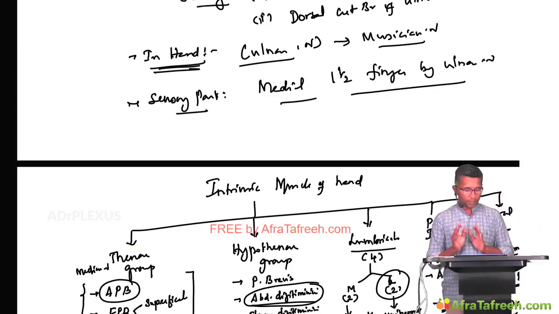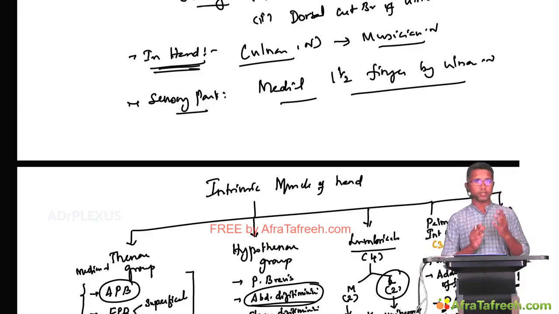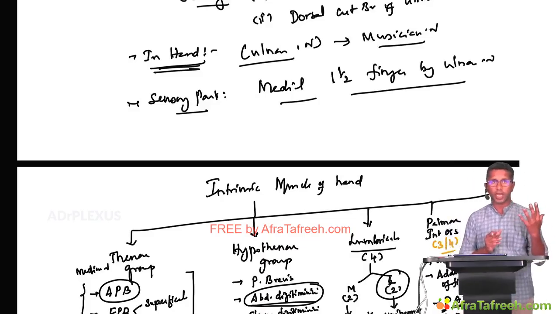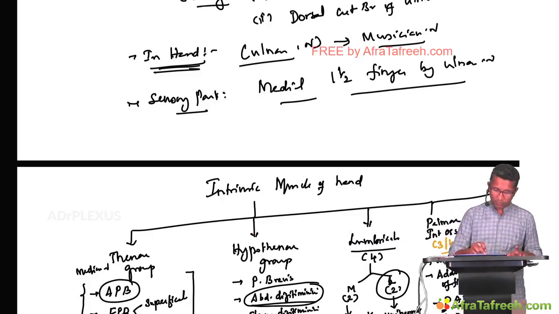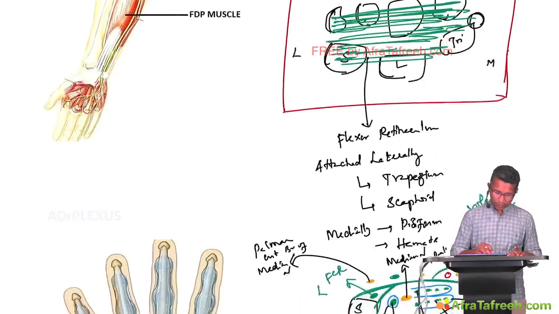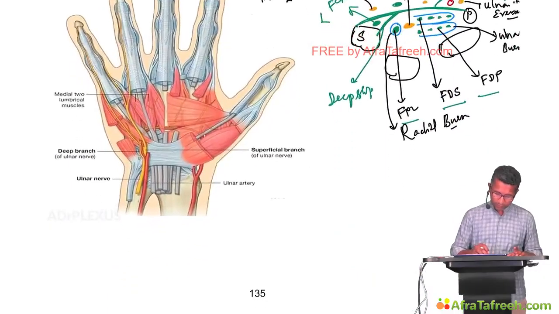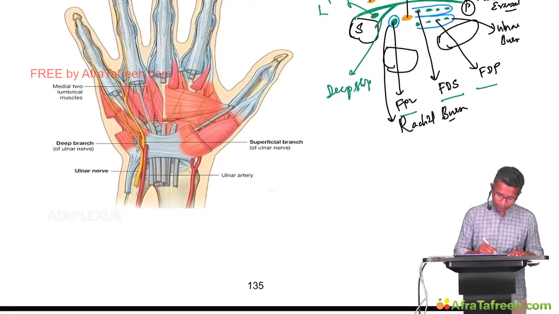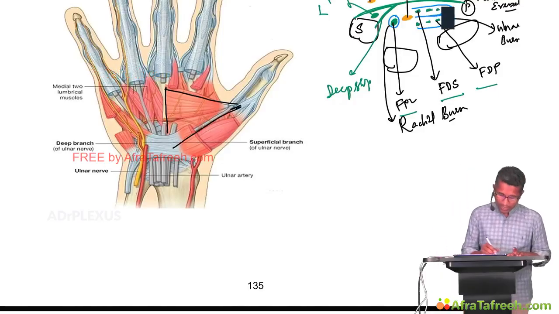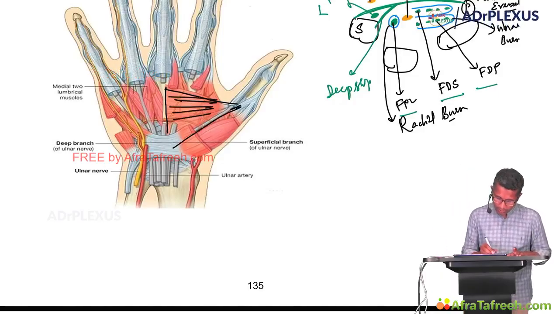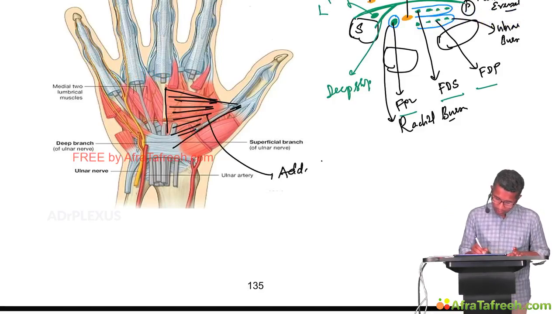Okay, so we are clear with this, and we are done with the ulnar nerve. We know the muscles, the actions, and the nerve supply for these muscles. With this background, let's see the pictures. What is this muscle? It has two heads and goes to the medial side of the thumb. This is the adductor pollicis muscle.